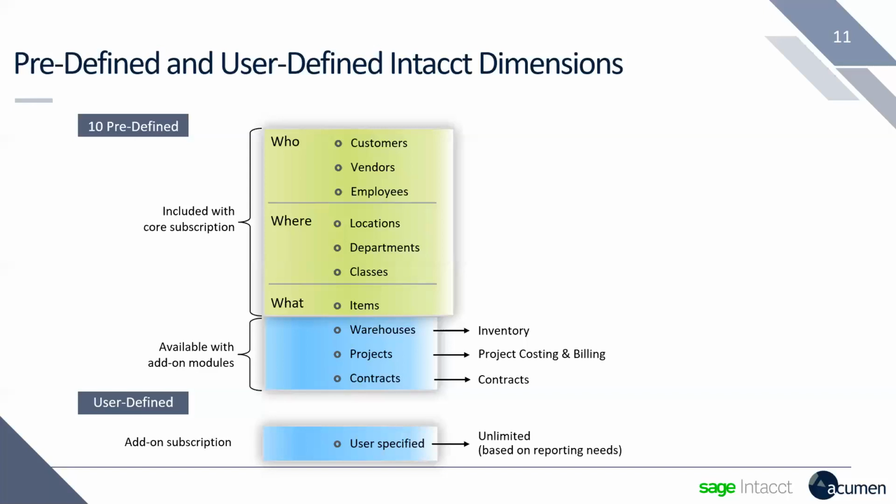warehouses or projects or contract tracking. If I need another level of that, say for AP to track actuals versus budgets, I can tag that with my projects. And then if for some reason none of those fit, you can add on user-defined dimensions where you can truly create your own.